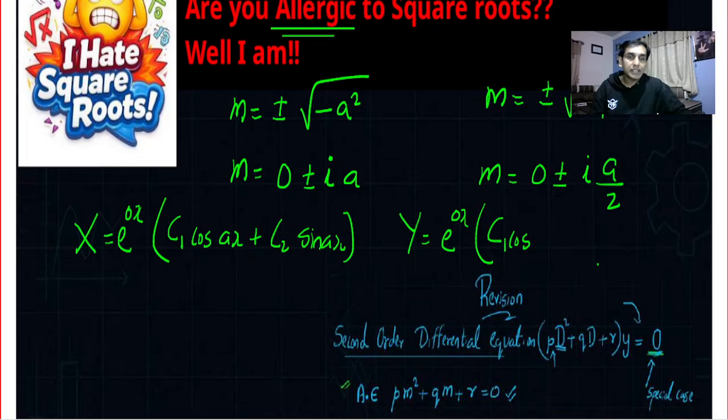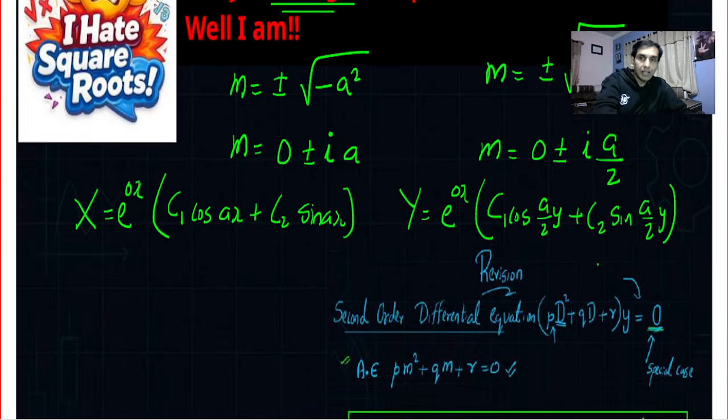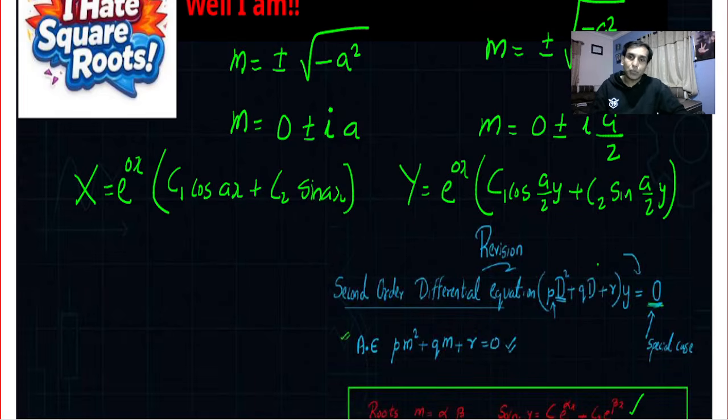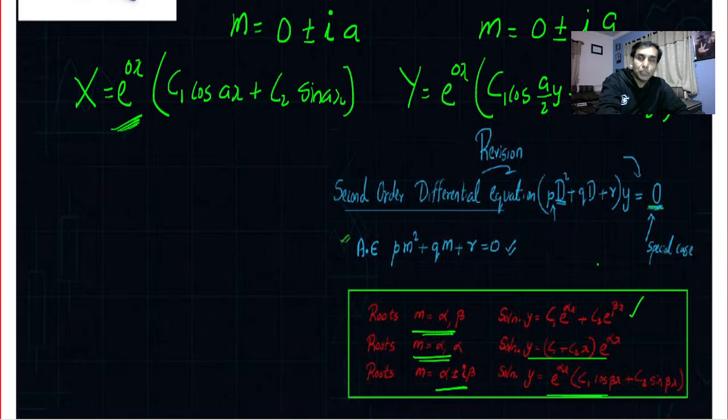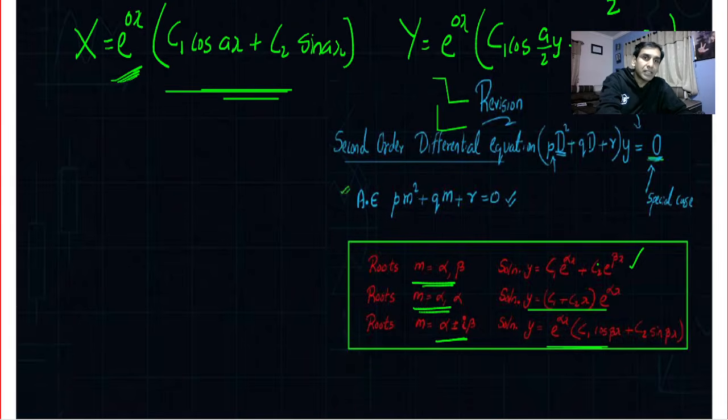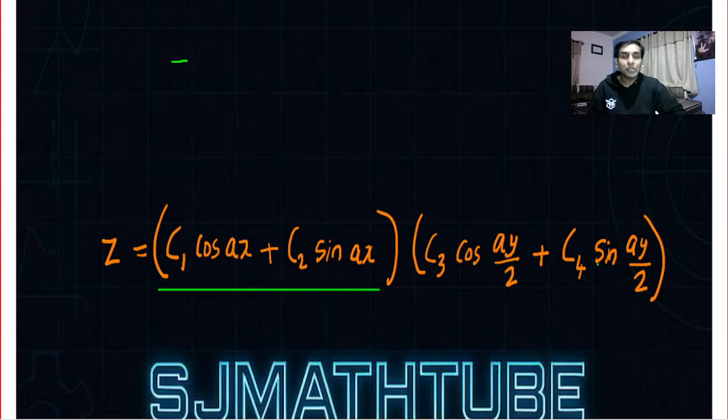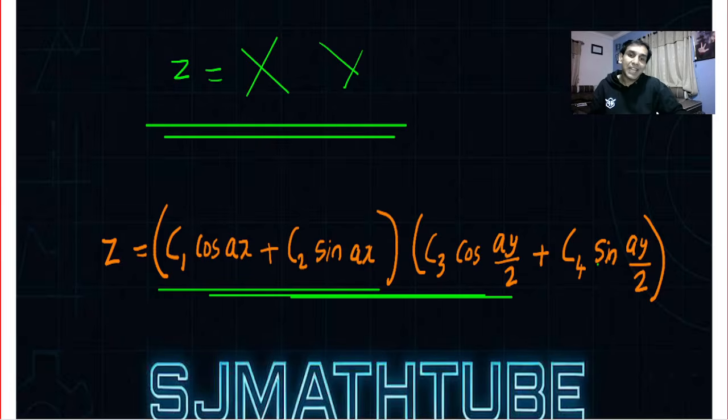c1 cos a by 2 y. If you want to avoid fraction, you can keep a better constant plus c2 sin a by 2 into y. Okay, and e power 0x is 1. Anyway, I got the solution x equal to this one because that e power 0x, can you see? I got this e power 0x to be 1 and I got the remaining part. This is equal to 1. And what is the solution in separation of method? X multiplied by y. So I got the answer.